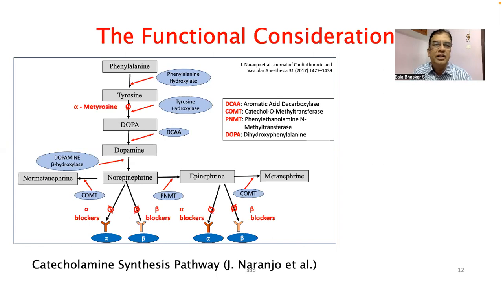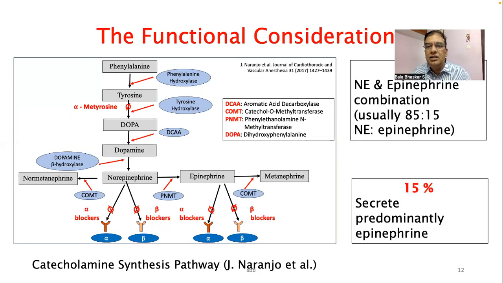Basically, it is mainly about the catecholamines, their synthesis and metabolism. The cycle starts from phenylalanine, which is converted to tyrosine in the presence of phenylalanine hydroxylase, then to DOPA, then to dopamine, and in the presence of dopamine beta hydroxylase to norepinephrine, which can get converted to normetanephrine or to epinephrine, then to metanephrine. This last step is driven by COMT or PNMT, basically. Norepinephrine and epinephrine are more likely involved in the effect upon the adrenergic receptors, alpha and beta.